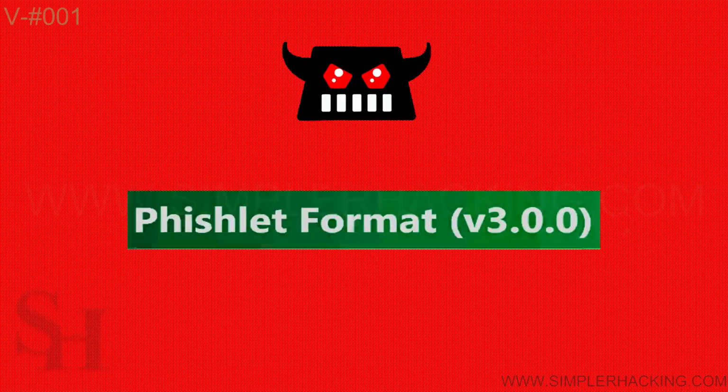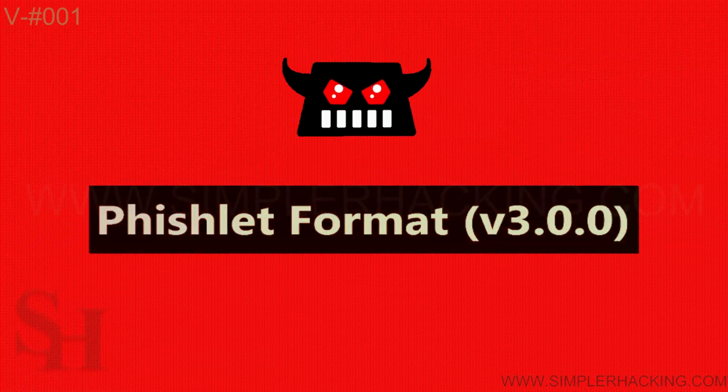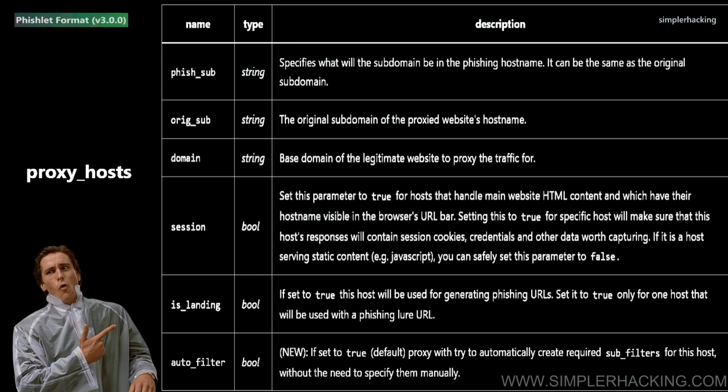Let's quickly go through the core elements and their purpose. Please pay attention. Let's break down this part of the documentation with clear explanations for each part of the proxy hosts section. Starting with phish sub. Phish sub defines the phishing subdomain. This is the fake subdomain that users will see when they interact with the phishing site. It can either be the same as the original subdomain or something slightly different.